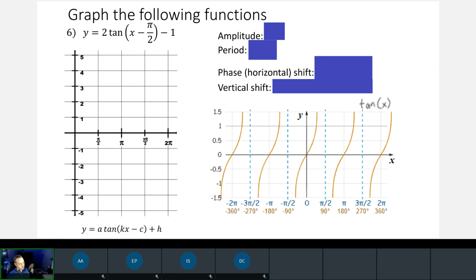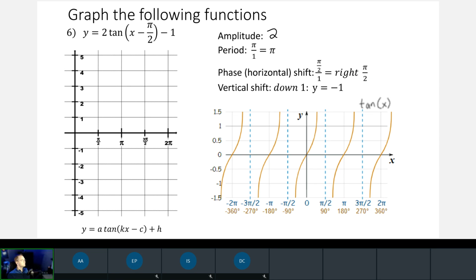All right, volunteer, want to take me through this problem? All right, Antonio, let's do it. Okay, so the amplitude is 2. Yeah, I think you're right. Nice. Here it is going to be pi. Phase shift's going to be pi over 2 to the right. Good. And then vertical shift down 1. Perfect. Okay, so I'm going to start here.